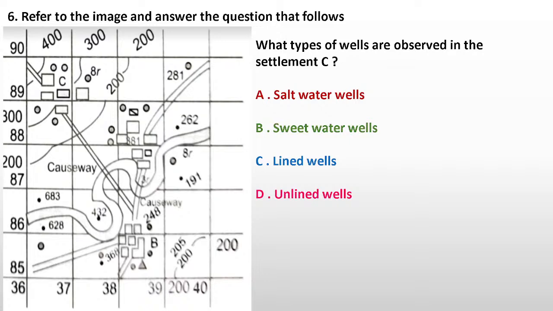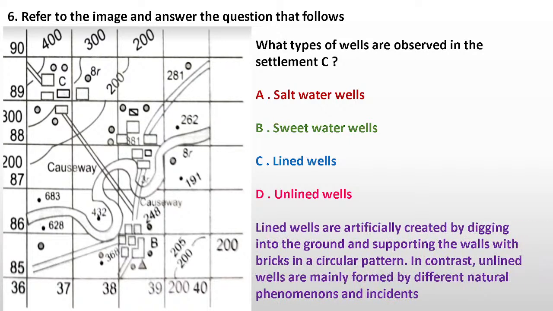And the correct answer for this question will be D. Unlined wells. Remember, lined wells are artificially created by digging into the ground and supporting the walls with bricks in a circular pattern. In contrast, unlined wells are mainly formed by different natural phenomena and incidents.